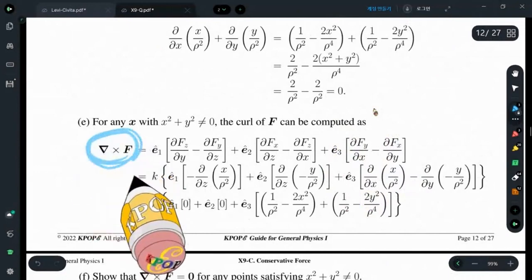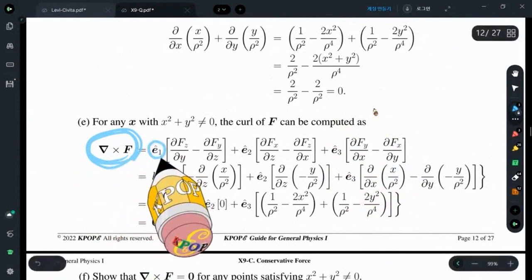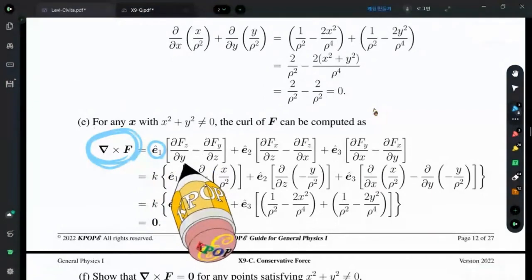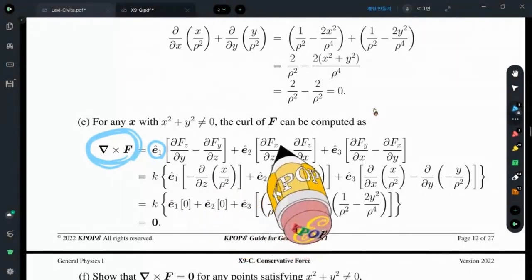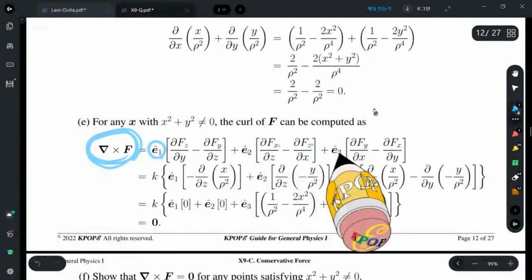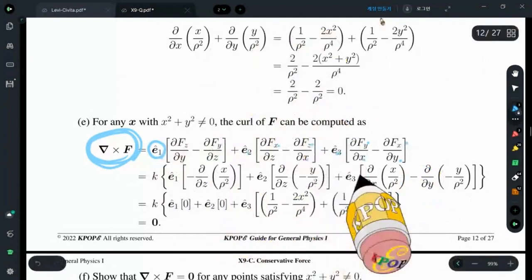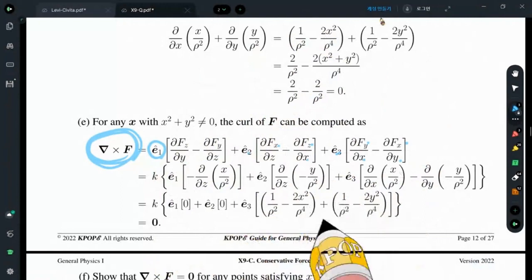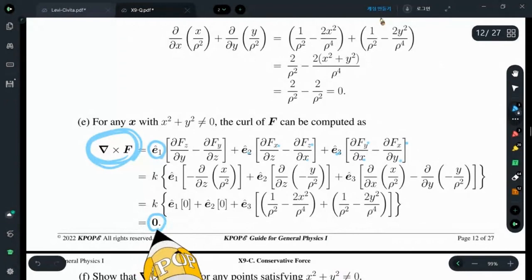This is called the curl. Curl is just like a cross product. The first component of a curl is the z component's y derivative subtracted by the y component's z derivative. In a similar manner, 2, 3, 1 minus 2, 1, 3, and 3, 1, 2 minus 3, 2, 1. Now we substitute all these formulas in here. The final result looks complicated, but at the end of the day, you will find that this curl is 0.